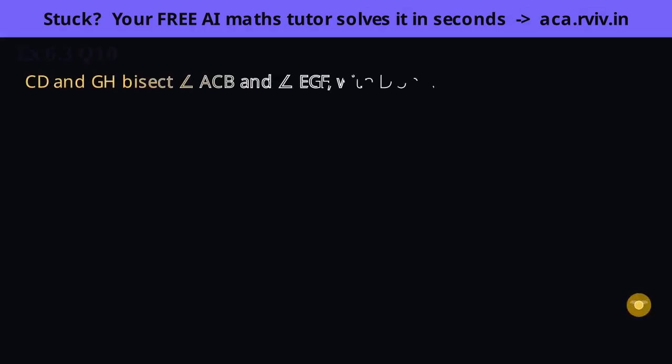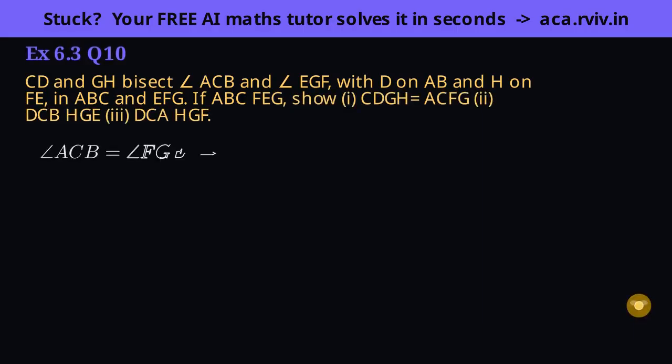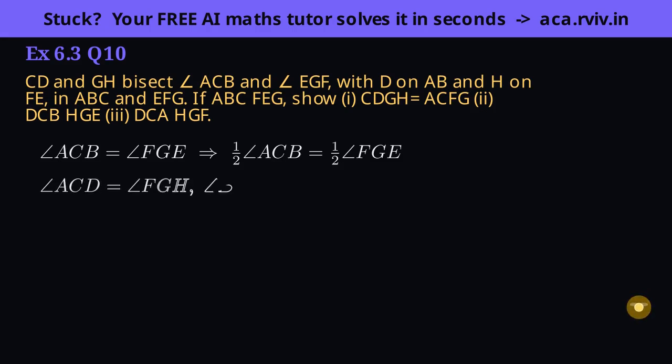Having equal angles keeps the halves equal, the key to every part. Set up from the similarity, angle C equals angle G. Bisecting both keeps their halves equal. So angle ACD equals angle FGH, and also angle BCD equals angle EGH.